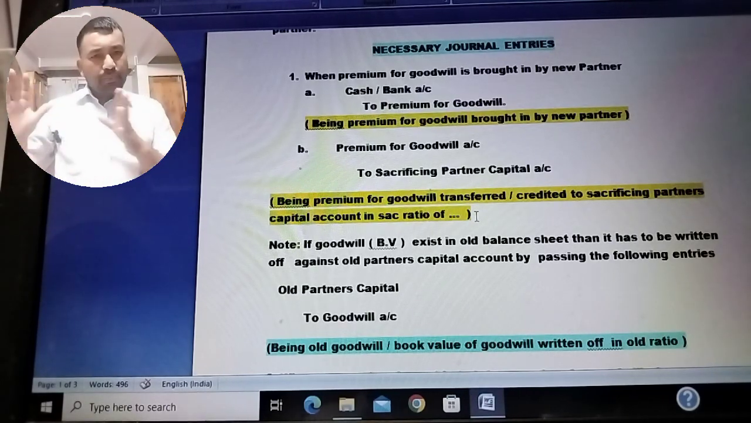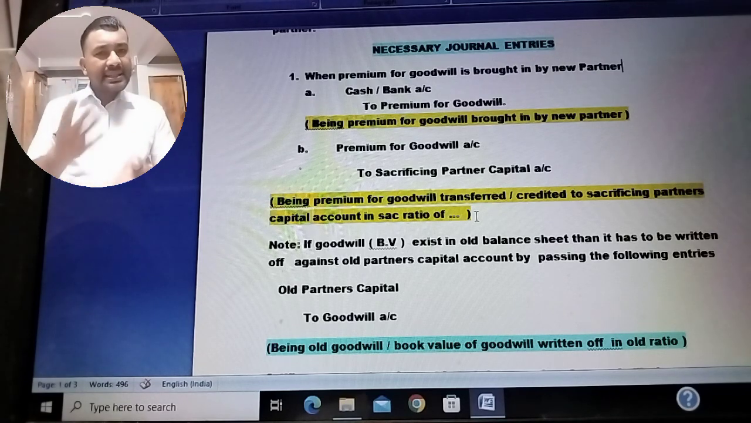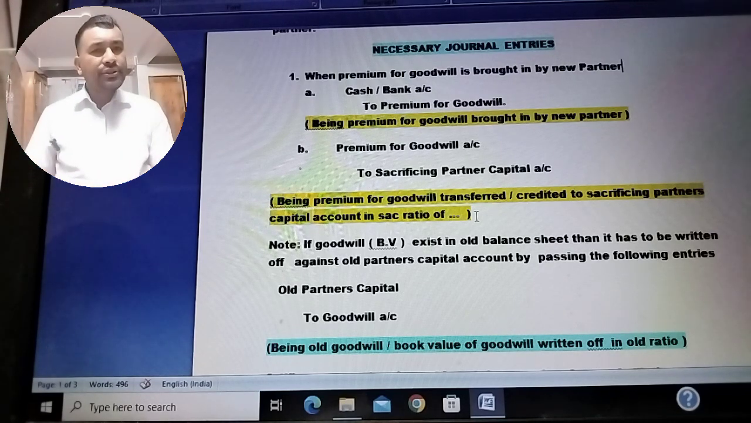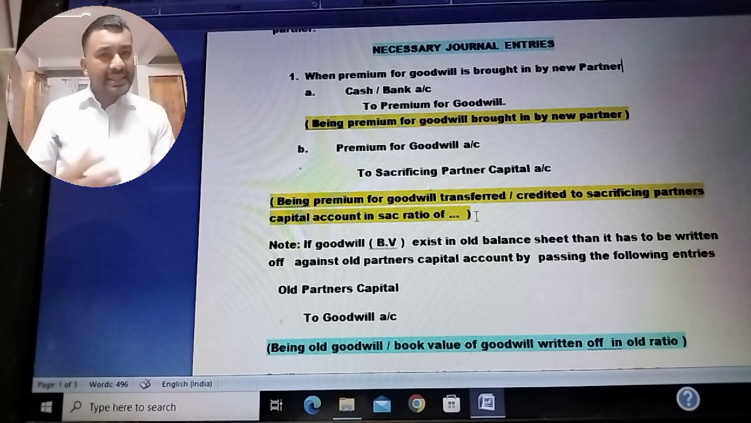But sometimes the new partner may bring premium for goodwill, but at the same time, the goodwill may appear in the balance sheet of the existing partners. If goodwill appears in the old balance sheet, then it has to be written off by debiting old partners' capital and crediting goodwill account in the old ratio.